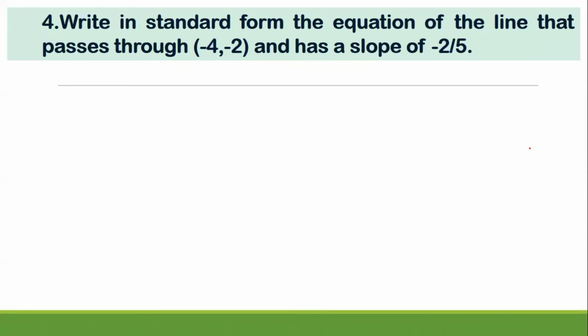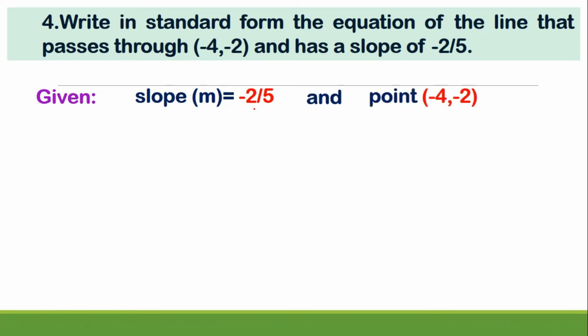For our last example here, we have: write in standard form the equation of the line that passes through (negative 4, negative 2) and has a slope of negative 2 fifths. So again, first thing that you're going to do is identify the given. We have a point and a slope. So write it down. We have a slope of negative 2 fifths and a point which is (negative 4, negative 2).